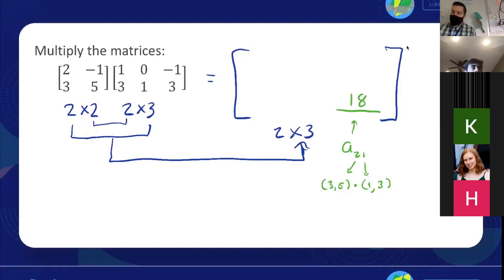But generally we would just go in order, right? I would start in the first spot. That's row 1 and column 1. So I kind of just go across and I'm doing these little dot products of row 1 and column 1. So I'll have 2 times 1 and -1 times 3. So that's 2 minus 3 is -1. And then I'll just move across. Next spot, I'm still in the first row, but now I'm going to look at the second column. And I'll have 2 times 0 and -1 times 1 is -1.